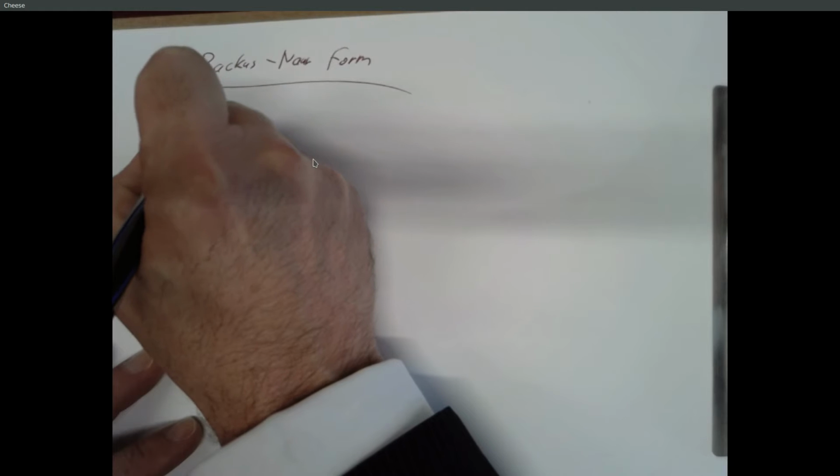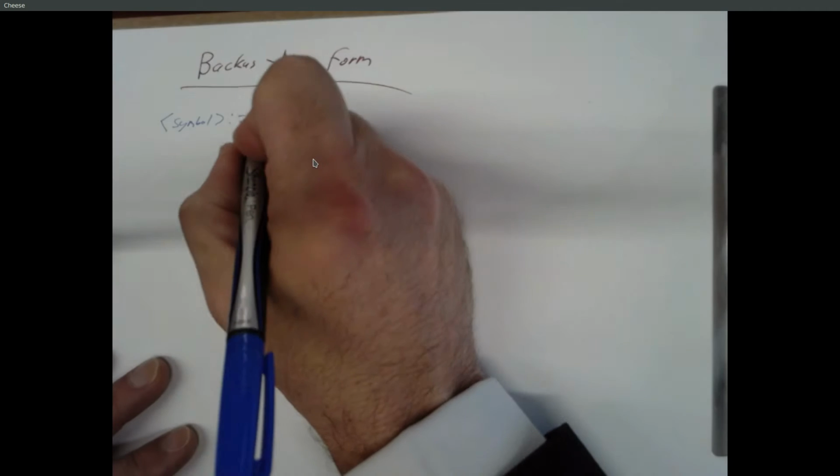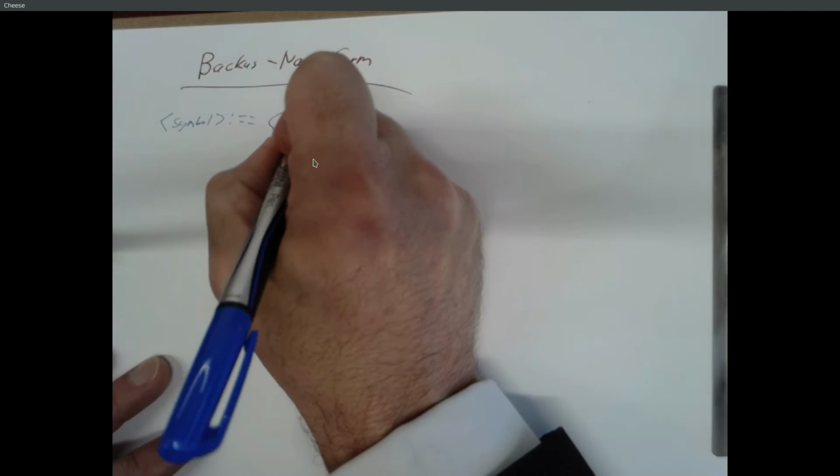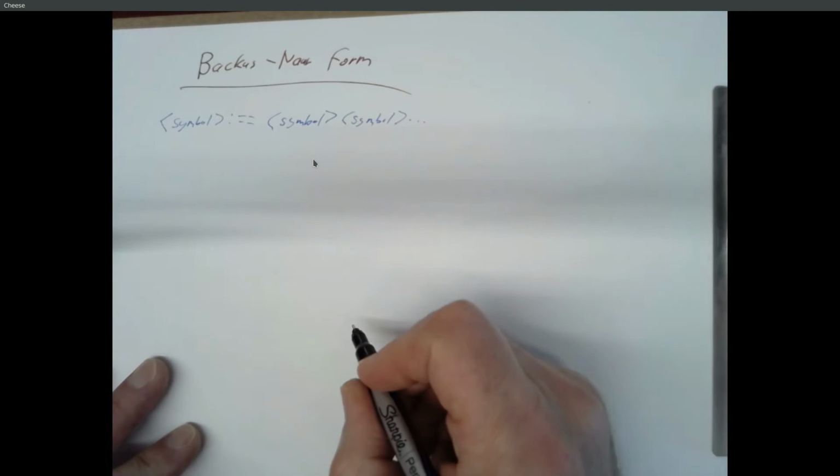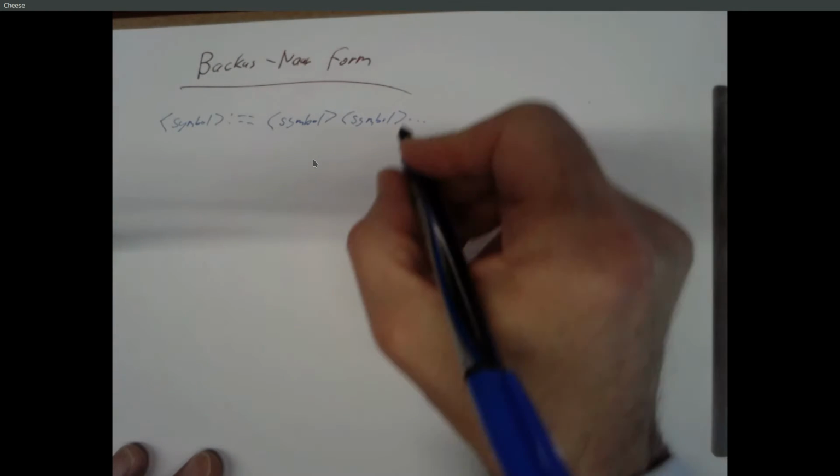With a description in this form, you can write code to parse input and tell you whether or not it conforms to some syntax rules. So the BNF for a language looks basically like this. Symbol, colon, equals, equals. It can be some collection of things or some other stuff or some other stuff. So these things are ORs.